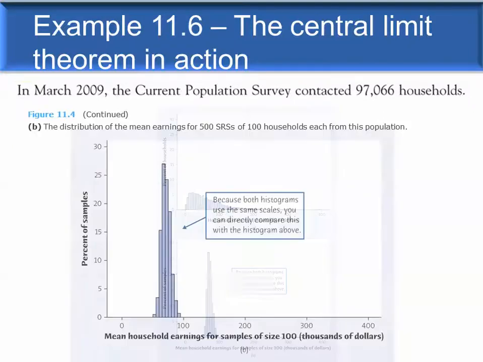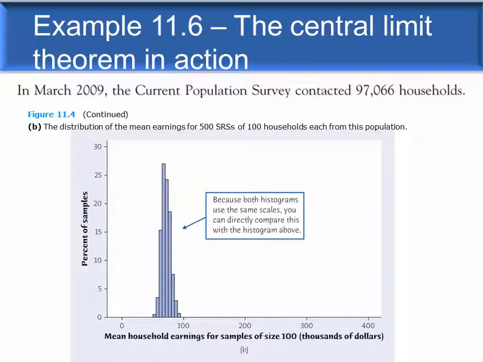And what we're going to graph here is the mean of all of those 500 samples. So we're not actually graphing the actual income of all of the people in those samples. We're graphing the means of those samples. So this here is a sampling distribution of the sample means, or we just kind of call that the sampling distribution for short. So this sampling distribution shows that what the central limit theorem says is true.